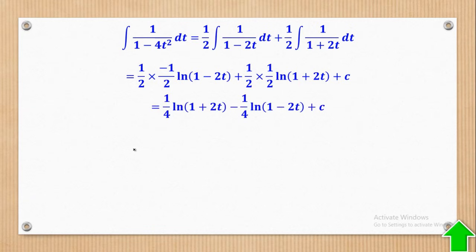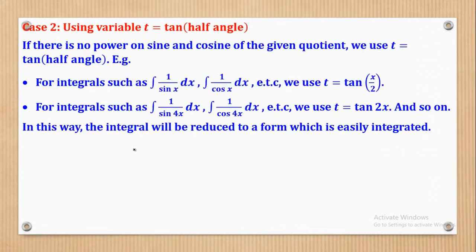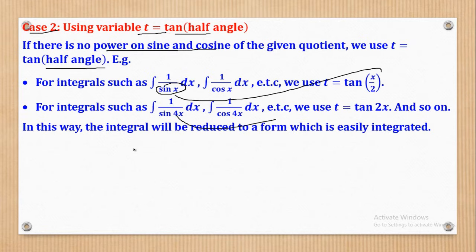But remember, we are the ones who introduced the t, so you have to remove the t by putting there tan x. So that was case 1, where t is equal to tan of the given angle. But there is a case whereby we have to use t to mean tan of half the given angle. If there is no power on sine or cosine of the given quotient, we use t equal to tan of half the given angle. For example, in this case, there is no power on sine, so if this is x, this will be x over 2, and if this is 4x, this will be 2x.